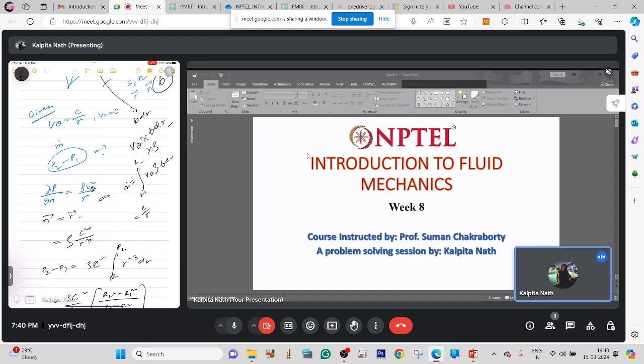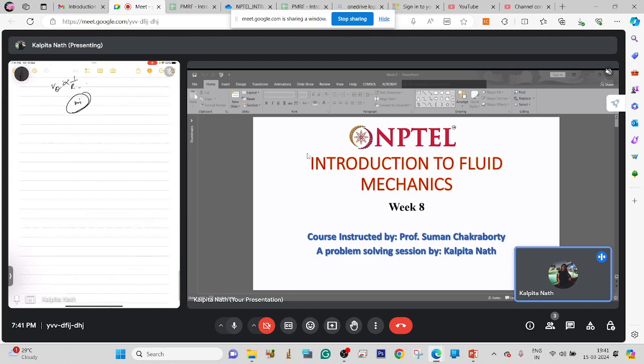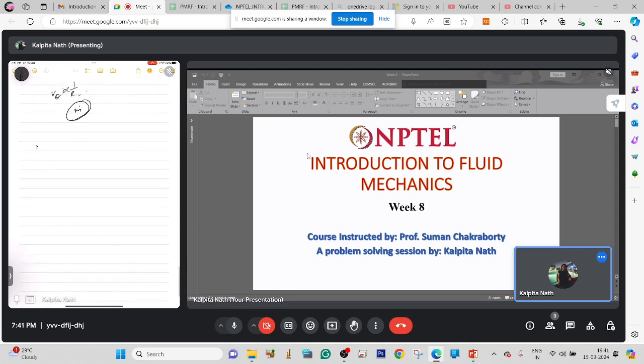So C by R, V theta is C by R. So when we integrate it, it will be rho BC ln R2 upon R1. This is m dot, and m dot is given, right? So now, m dot we already found out. So if we find C from there, that will be m dot upon rho B ln R2 upon R1.